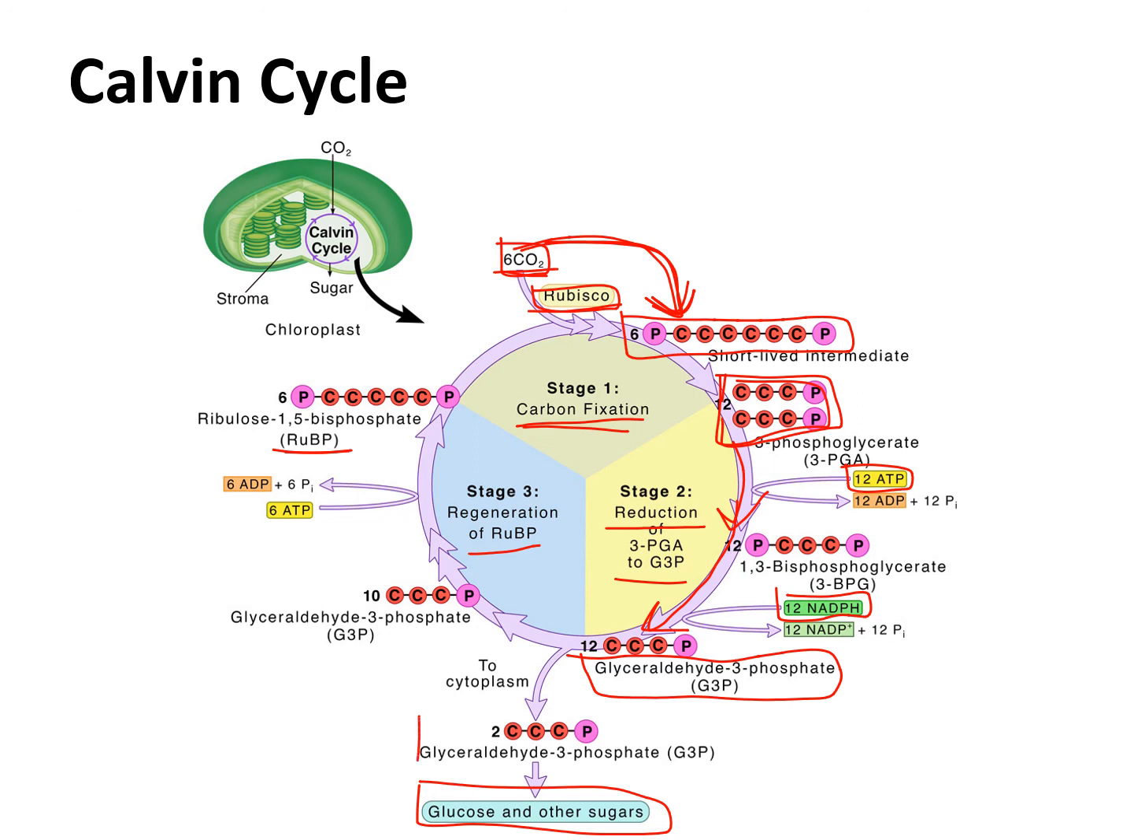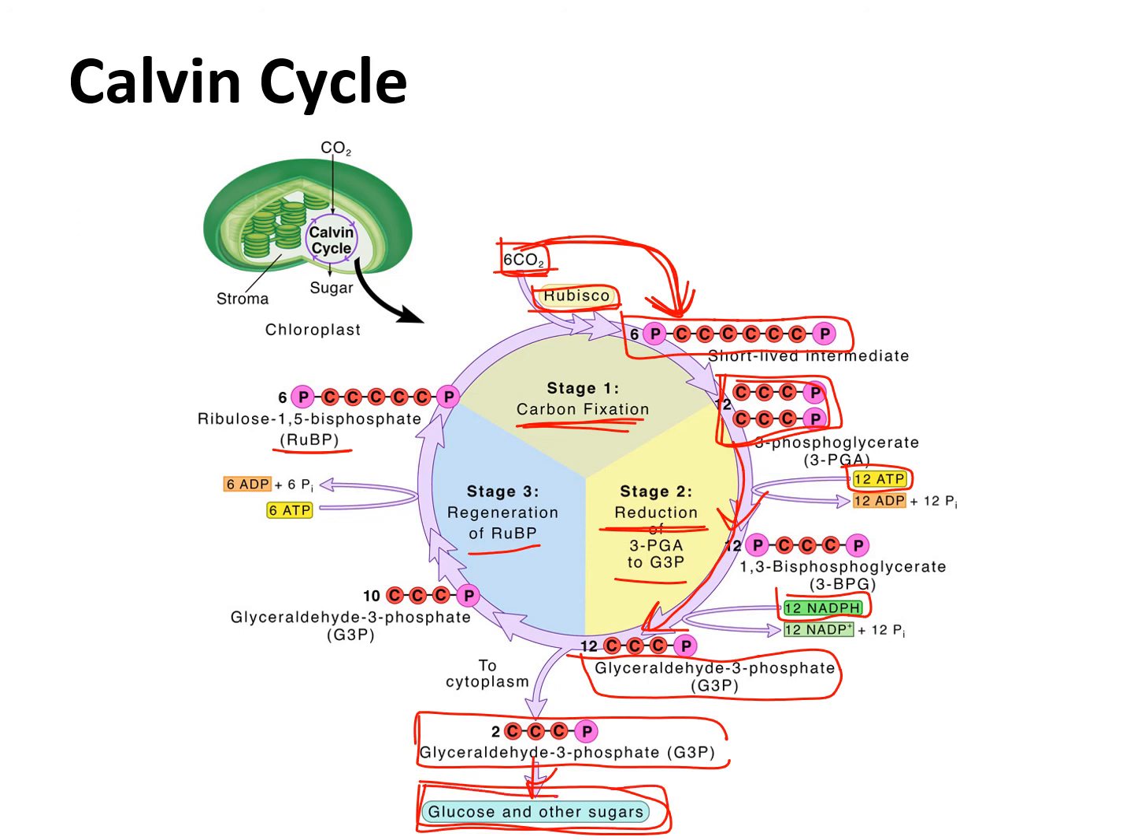And this is a high energy organic molecule. So high energy organic molecule, and this G3P can be used to produce glucose and other molecules. Now this is carbon fixation and reduction of the molecule, so you've ended up with the end product.